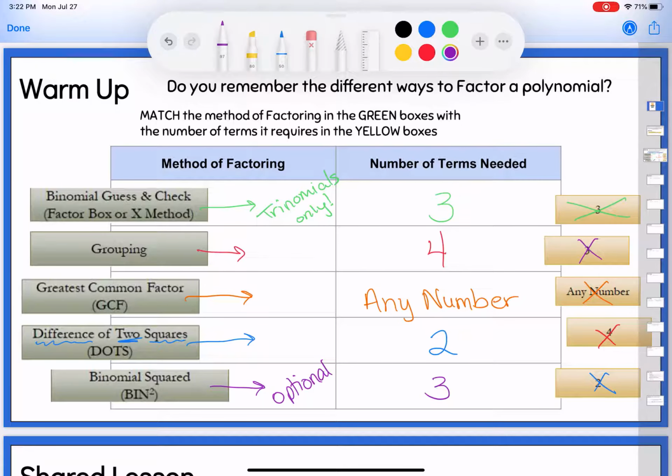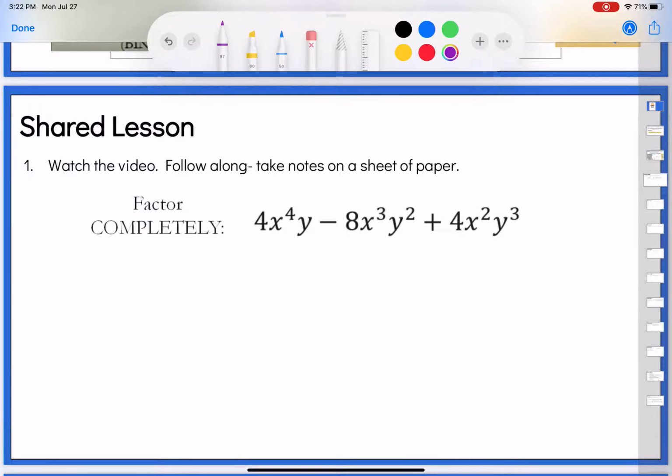So let's check out what our first problem is going to be. So this is a factoring problem, and we need to make sure that we factor this one completely. No stopping on this. All right, so I have 3 terms, it looks like.